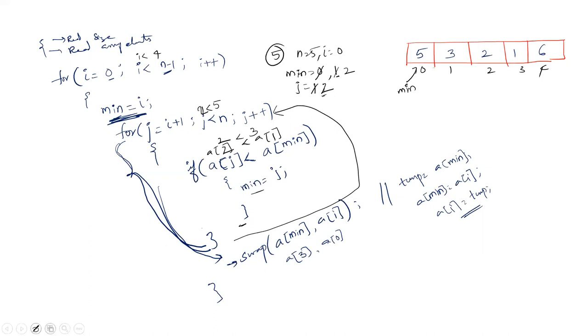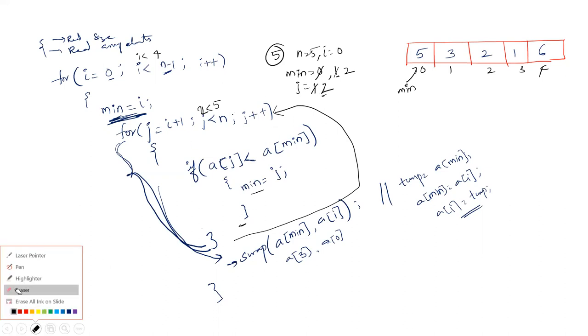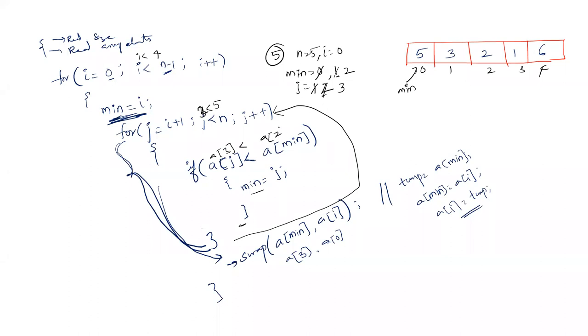Now, in the next iteration, j value becomes 3. So 3 is less than 5. Yes, it is true. Now a of 3 less than a of min, which is updated to 2. So a of 3 is less than a of 2. What is a of 3? Sorry, a of 3 is 1 and a of 2 is 2. So 1 less than 2. Yes, it is true. So I have to replace min with the j value, 3. Done. Now increment j plus plus, j becomes 4. 4 less than 5. Yes, it is true.